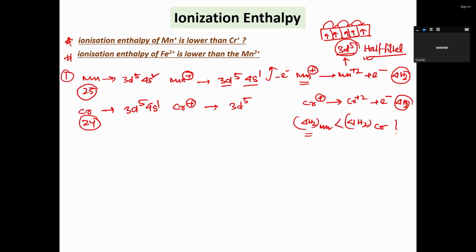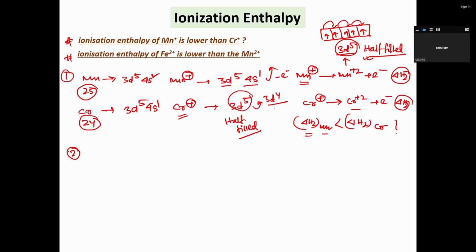In the case of Cr+, the electronic configuration is 3d5. If it becomes Cr2+, one electron is lost, and the electronic configuration will be 3d4. If you compare 3d5 and 3d4, 3d5 is half-filled and more stable. So to ionize Cr+ to Cr2+, removing one electron from the 3d5 configuration to get 3d4 requires greater energy. That's why the ionization enthalpy value is higher compared to manganese. So this is the answer to the first question.